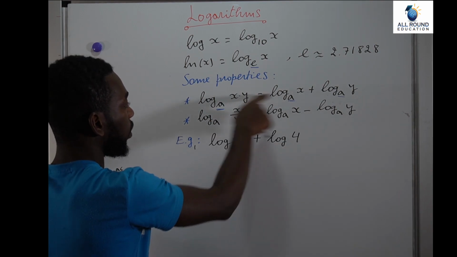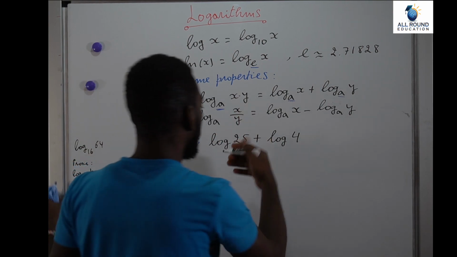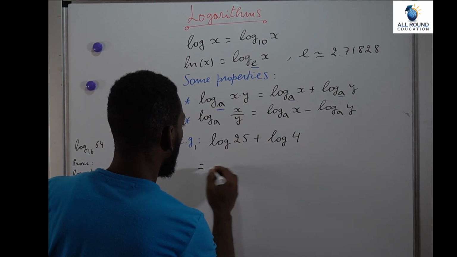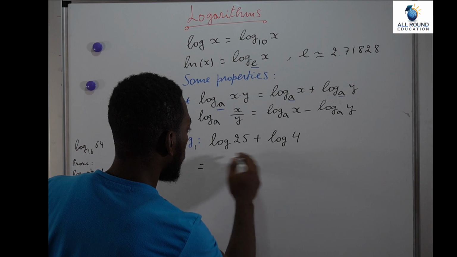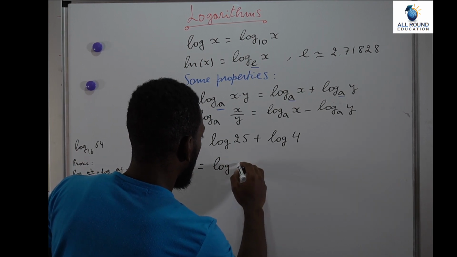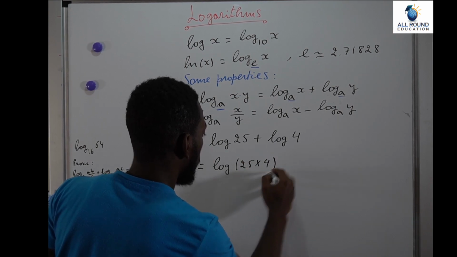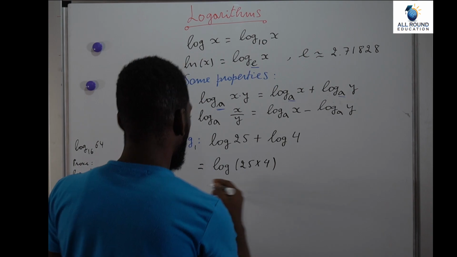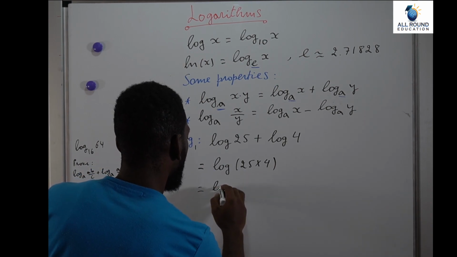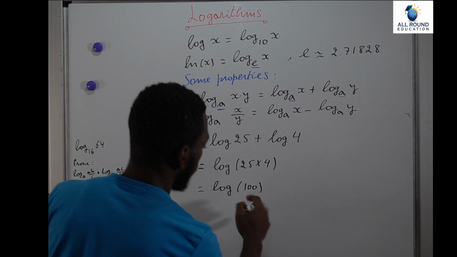Now remember the product rule that we're using. Because it's addition, that means you can transform this into a product. The way you will do that is you take log of 25 times 4. And on my next line, I'm going to have log of that, and 25 times 4 is 100.